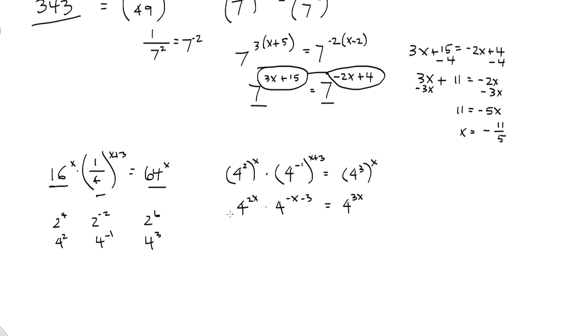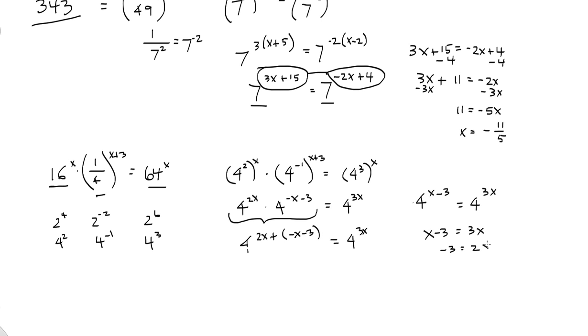And remember what we did on the last video, 1-to-1 part 1. We have to combine these. And how do we combine them? We use our product rule, which says that we add exponents. So that's 2x plus negative x minus 3 equals 4 to the 3x. Almost there. 2x minus x is x minus 3 equals 4 to the 3x. Right? Okay? Now we can use our one-to-one property. x minus 3 equals 3x. Subtract x from both sides. We get 2x, so x equals negative 3/2.